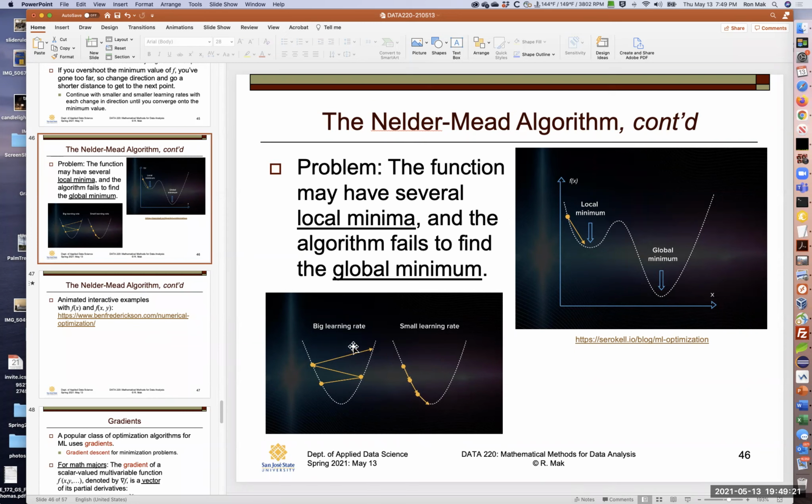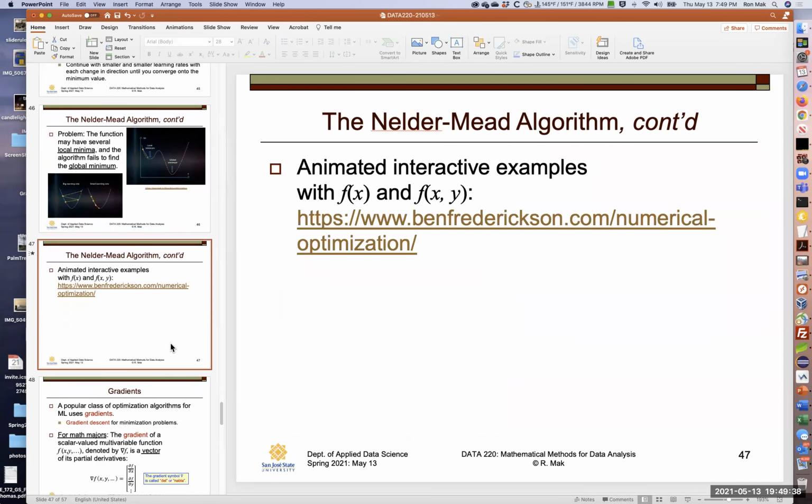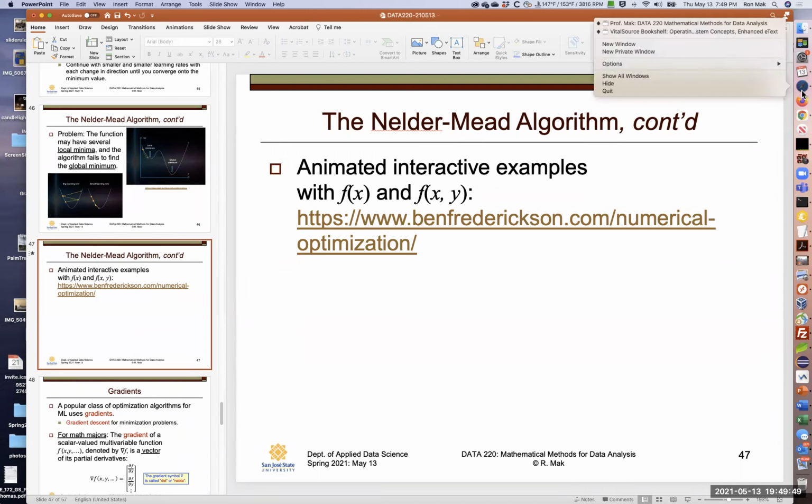All right, so now you know about a big learning rate, a small learning rate, and the possibility of ending up at a local minimum, but not the global minimum. So I want to show you an animation of all this. There's a wonderful website that has animated all these algorithms. So let's go there. Let's see if I can find it again.